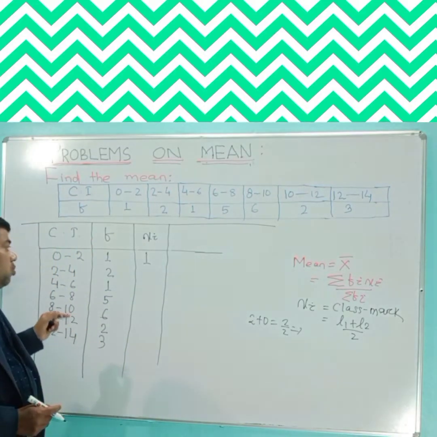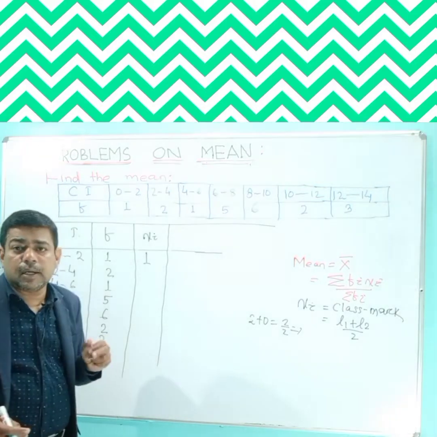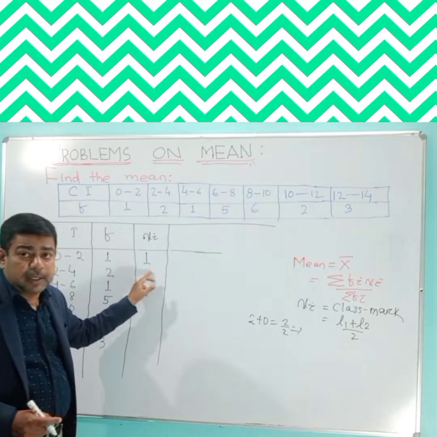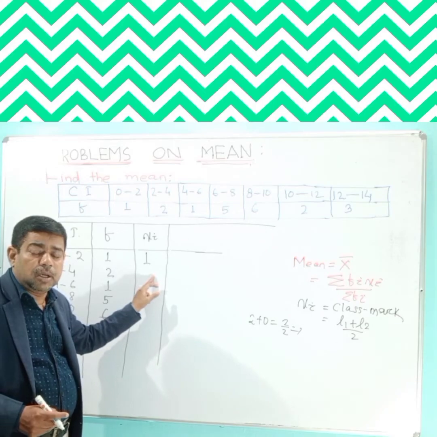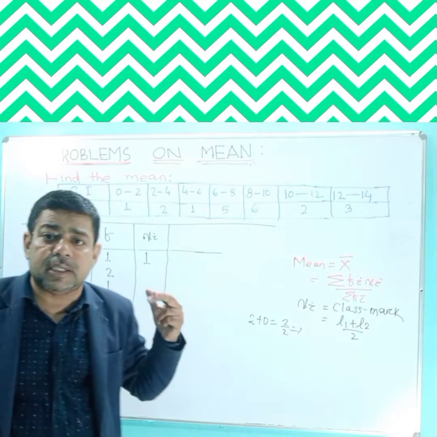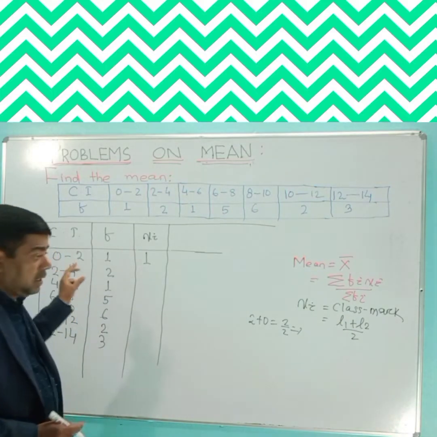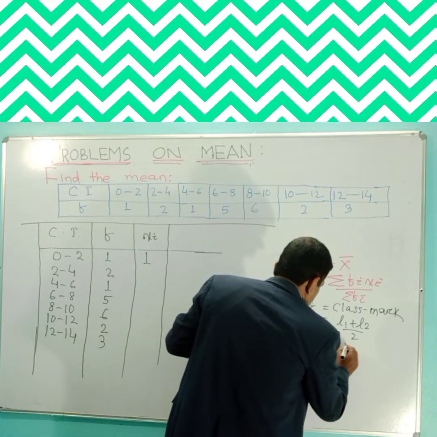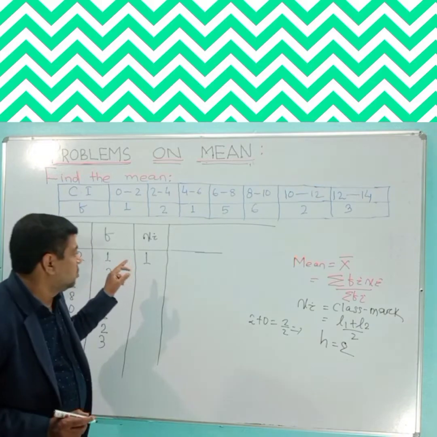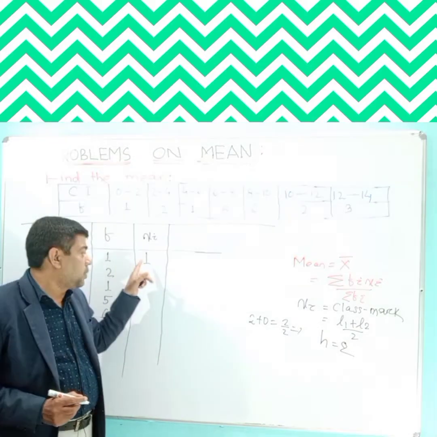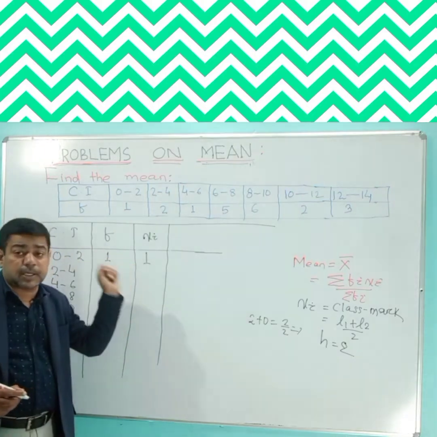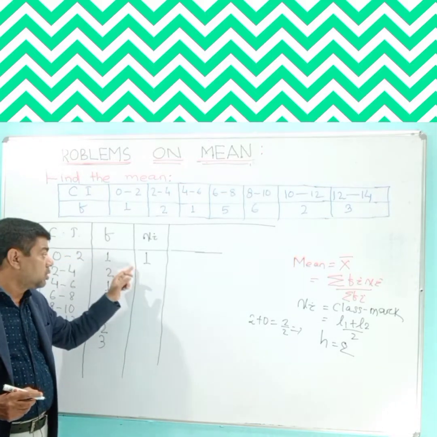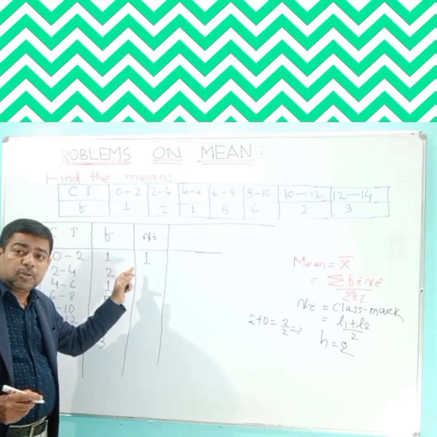I already told you there is another way to find the class mark. Let us find the class mark of the first class interval, which is 1. And how do we find the class mark of the next class interval? It is an easy process. Since the class intervals have the same class size, h equal to 2 in every case, you can add the class size to the previous class mark. The class mark of the first class interval is 0 plus 2, which is 2, divided by 2, which is 1.